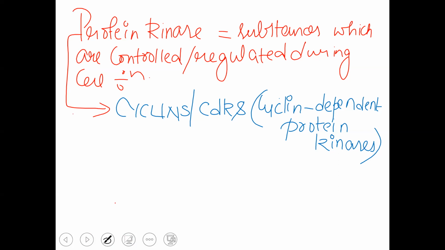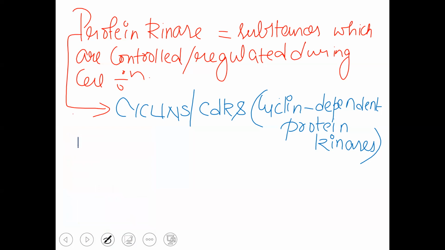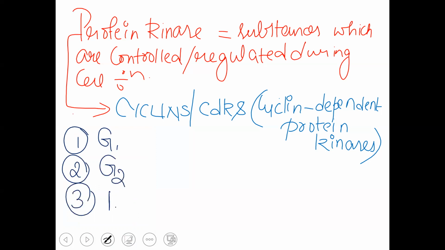So there'll be checkpoints, and at this point the cyclins are created, and once it is checked, they are destroyed. There are three important checkpoints. One is found at the G1 phase, another at the G2 phase, and the other at the M phase.